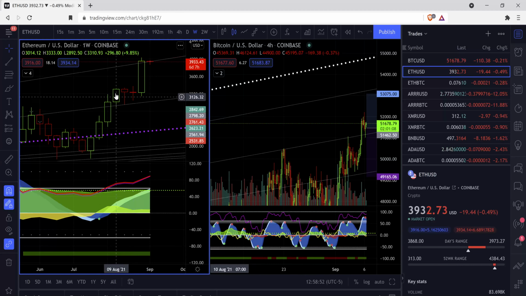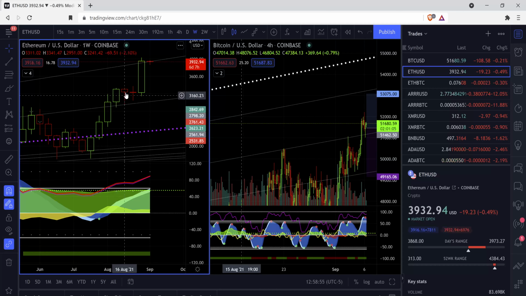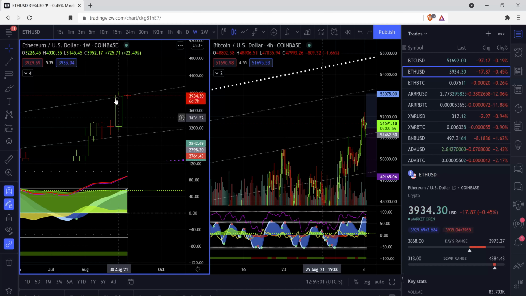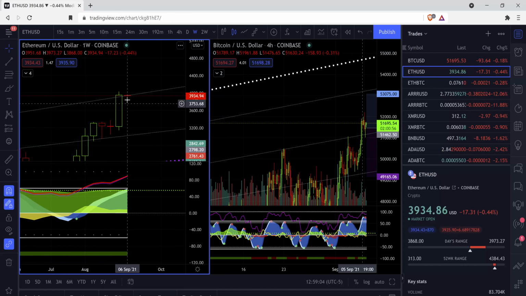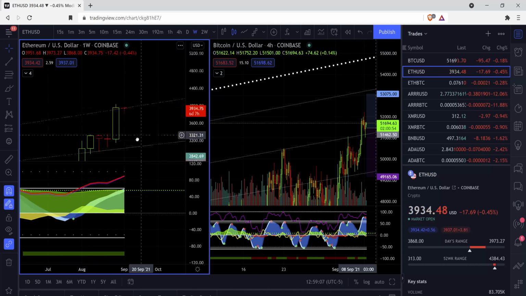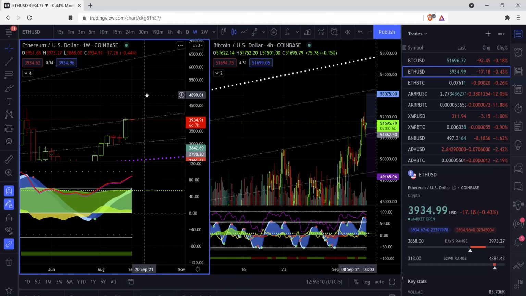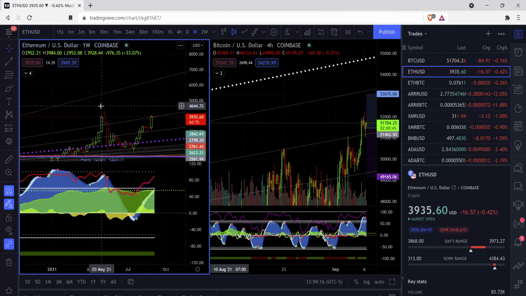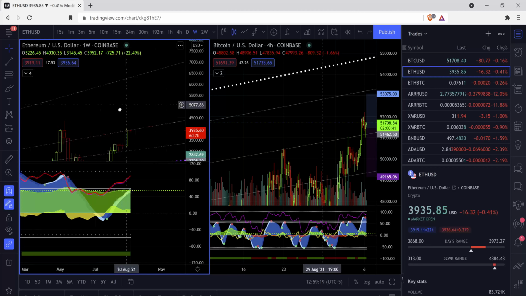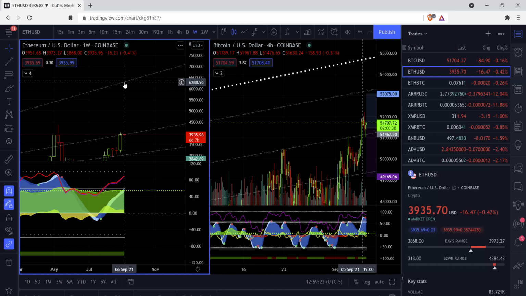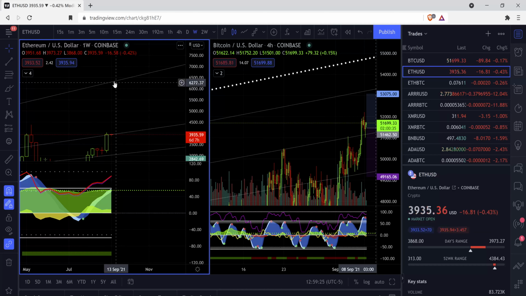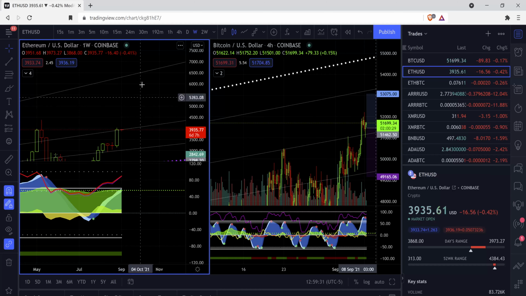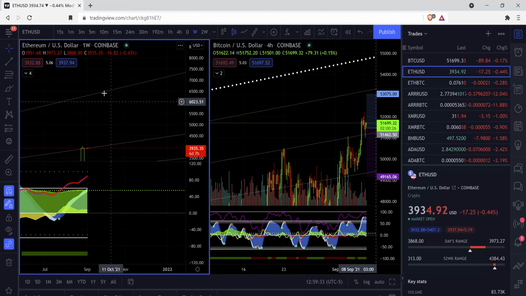Up to the next line, breached above it, came back, tested it, and then this one didn't quite test it, got close, and then just started running up to this next line. Boom. One week, just solid green. And then ran up to this next line. What we're going to see is kind of interesting, because a lot of people have their sights set on a 6K Ethereum, and that's where this line is, 6,000 to 6,300. Might take a little while to get there, several weeks, but I think that it'll get there.